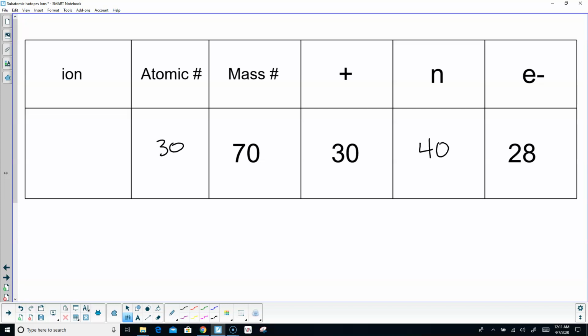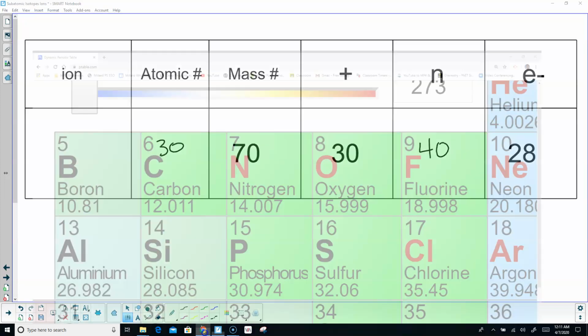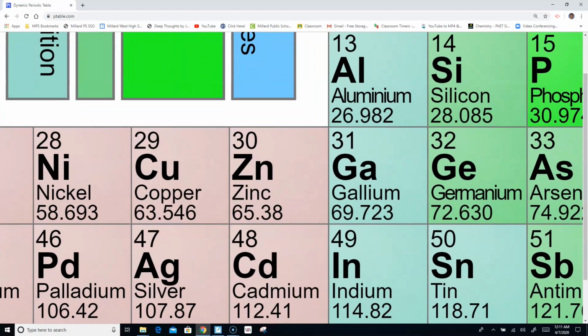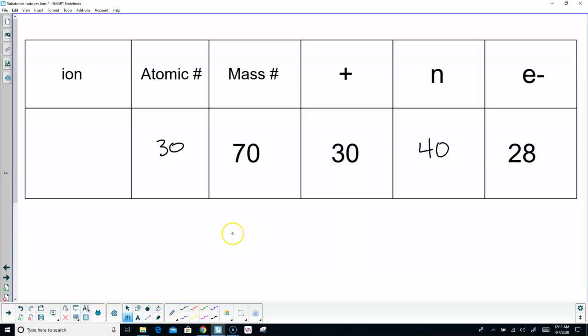If I look up this particular element, number 30, let's go back to our periodic table here. There's 30. It's right there. It's zinc. Okay, zinc is atomic number 30. Symbol is Zn. So let's say I'm going to put a symbol here, Zn. For the mass, we're going to do 70 for this particular one.